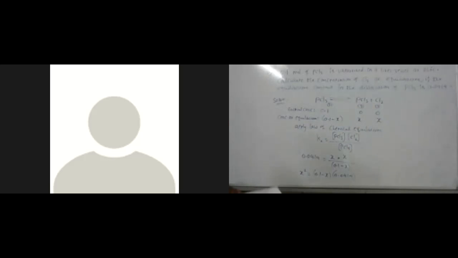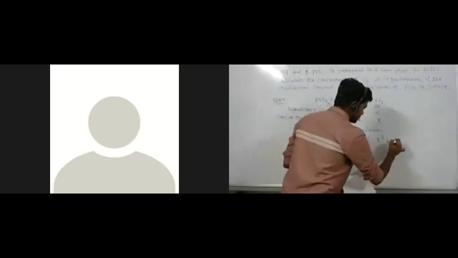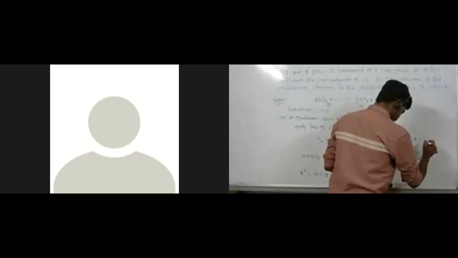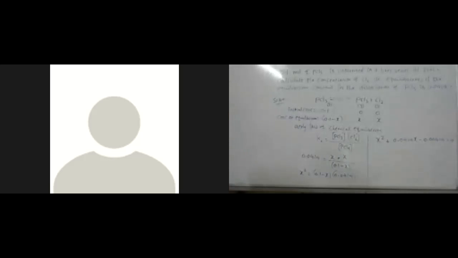It gives the equation x square plus 0.0414 x minus 0.00414 equal to 0. Calculate the x value. How will you proceed to calculate the x value? Sir, quadratic formula. Which formula? Minus b plus or minus square root of b square minus 4ac, by 2a. Very good. Apply that formula and calculate the x value. All of you apply that formula.